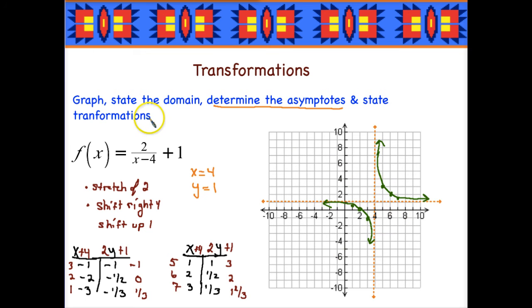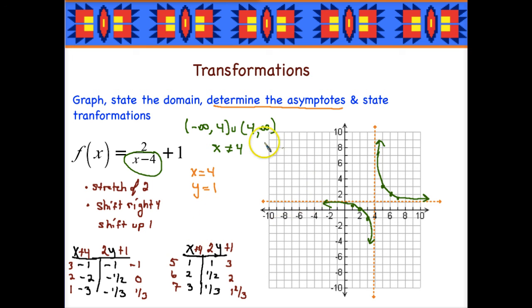So now I have graphed, I have determined the asymptotes, I have stated my transformations. What is my domain? Well, my domain really is just what x turns my denominator into 0, and that is 4. So in this case, it is all real numbers with the exception of 4. In interval notation, that would look like this. Or you can say that x does not equal 4 if you want to write it in algebraic notation.